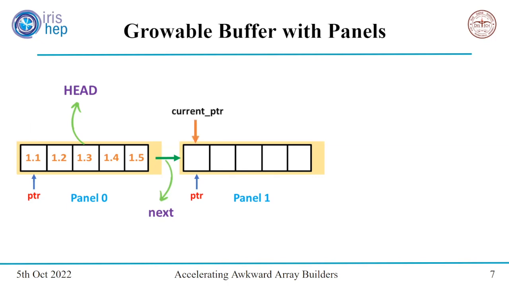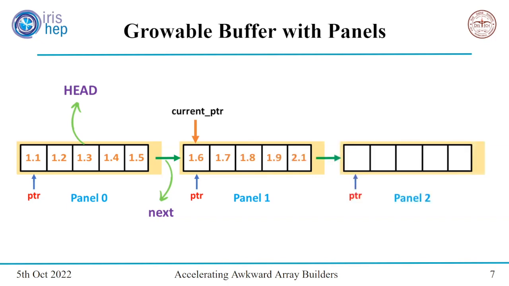The current pointer becomes the pointer to this panel. The remaining data is now appended. Once this panel is also filled, another panel is allocated and the rest of the data is appended. So the last pointer points to the null. The panels are allocated with the smart pointers, so there are no memory leaks.